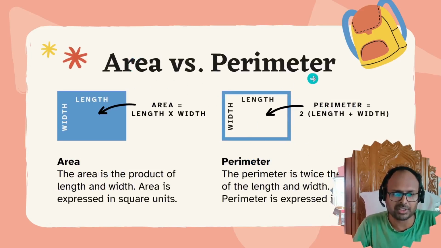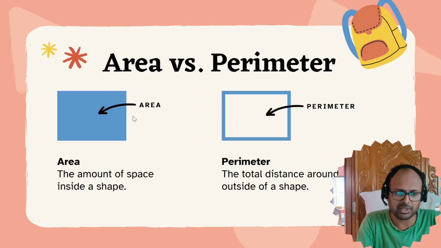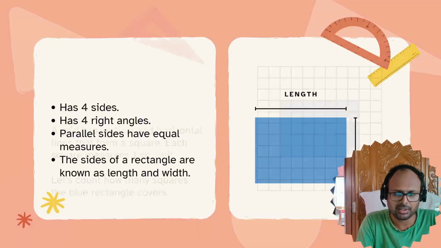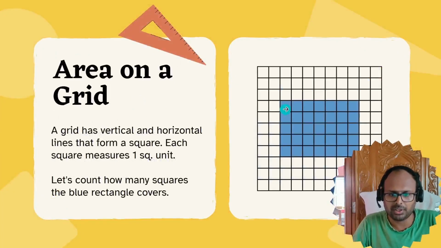Now, what is area versus perimeter? We know what area is. Area is the space that the rectangle is holding. To evaluate area, we just multiply length by width. In the previous example, the length of this rectangle is 7 units.